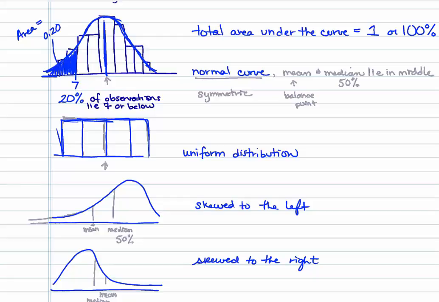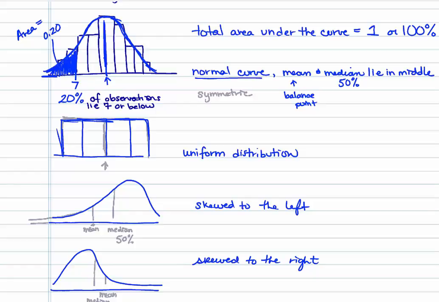For the normal curve, let's go back up to the top. For the normal curve, the mean and the median lie in the middle. Okay, so the mean and the median would both be here. And for density curves, this is definitely the balance point. The median is where 50% is below and 50% is above. So that would kind of be similar to this one.